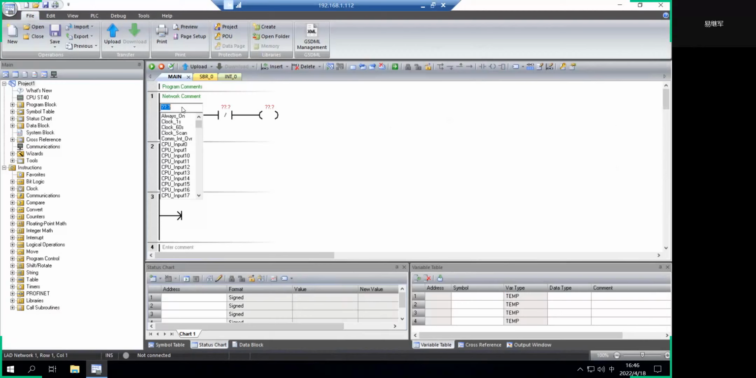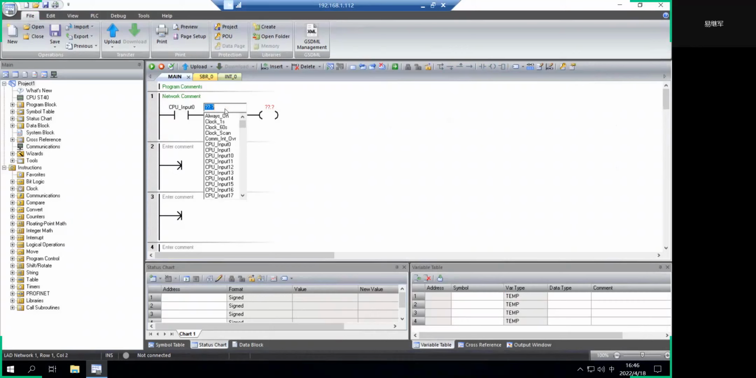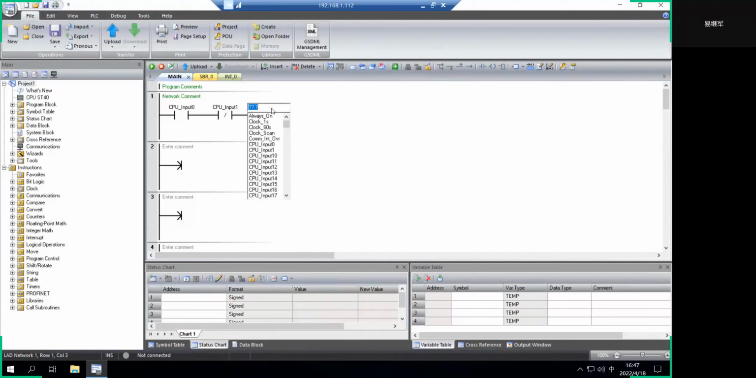In the Siemens PLC, the input we start with I, for example I0.0. The output we use the symbol Q, for example Q0.0.